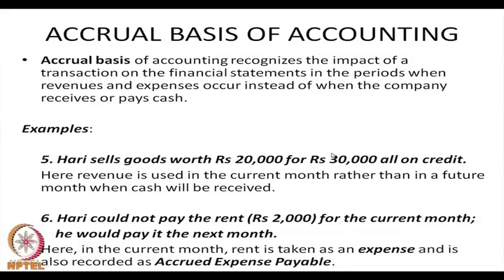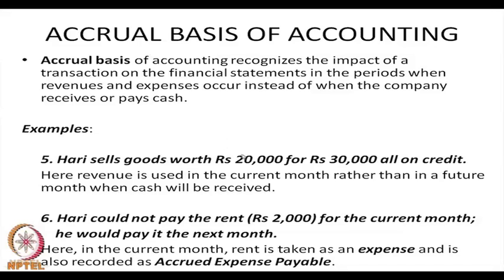Still, if it was a cash basis, then he will not show his sales as rupees 30,000. But on an accrual basis, when a transaction has actually taken place, whether or not cash changes hands, we shall show sales as rupees 30,000. That is the accrual basis, and in accrual basis we show sales as 30,000, in cash basis we do not. Accrual basis of accounting recognizes the impact of transaction on the financial statements in the periods when revenues and expenses occur instead of when the company receives or pays cash.